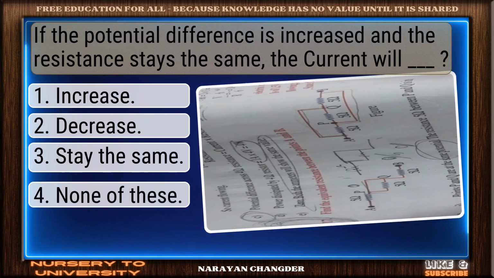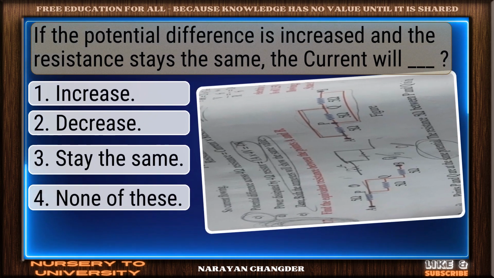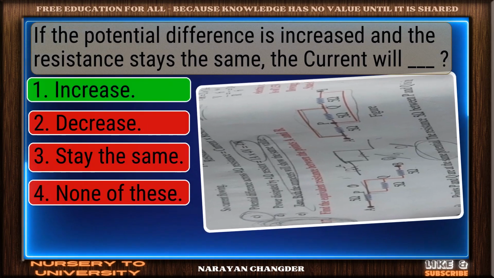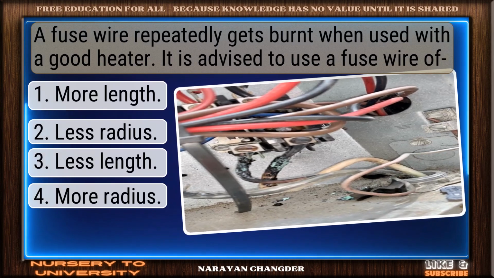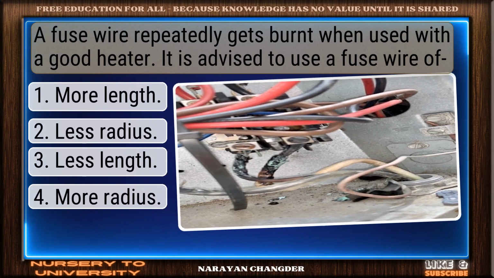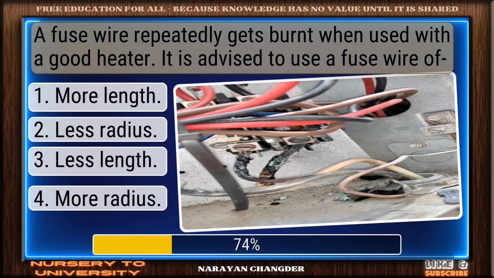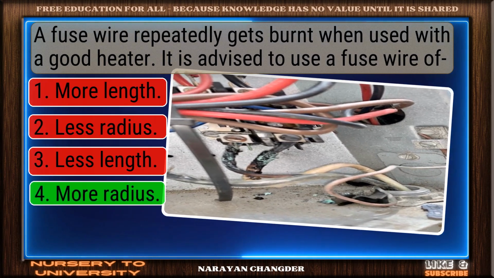If the potential difference is increased and the resistance stays the same, the current will dash. Smart pick. Increase is correct. A fuse wire repeatedly gets burnt when used with a good heater. It is advised to use a fuse wire of... Well picked. More radius is correct.